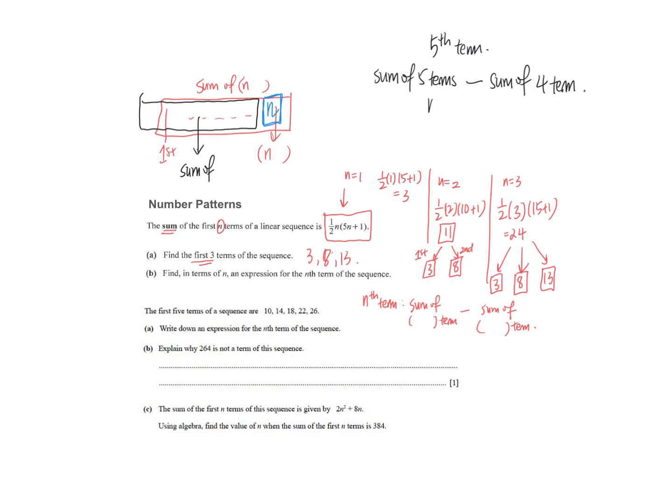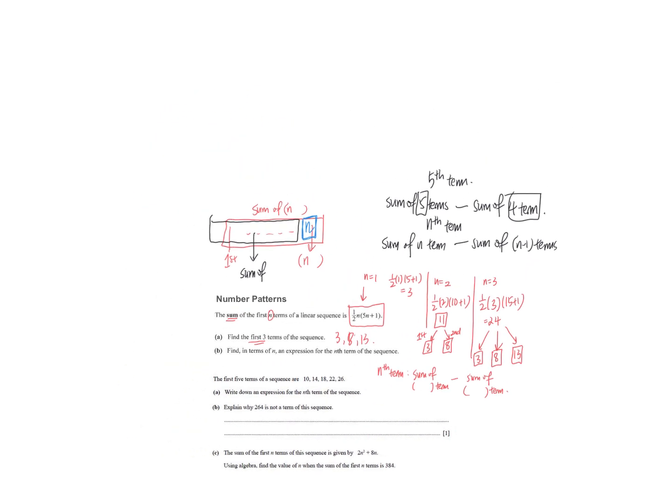So now, if I'm interested in finding my nth term, I should find my sum of n terms minus what? Sum of n minus 1 terms. Because if I have a total of n terms, but I only want the nth, I need to minus off the n minus 1 terms before that. Because when I have 5, I need to minus off the first 4. So if I have n, I must minus off the n minus 1 terms. 1 less, okay?